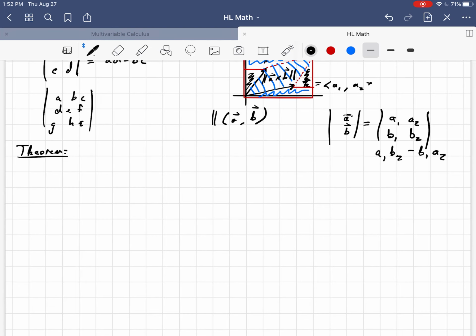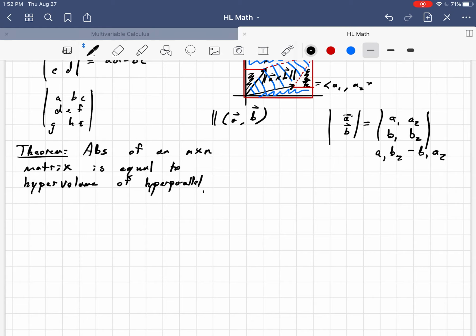So the theorem is that the absolute value, which I'll just write as abs, of an n by n square matrix is equal to the, you could call it hypervolume, right? Volume in n space of the hyperparallelepiped spanned by your n vectors. So spanned by, say, vector x sub 1 up to vector x sub n.